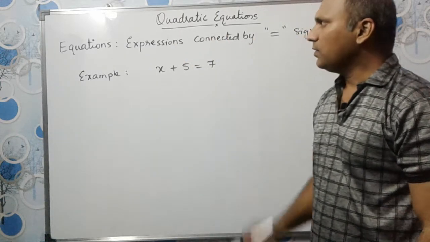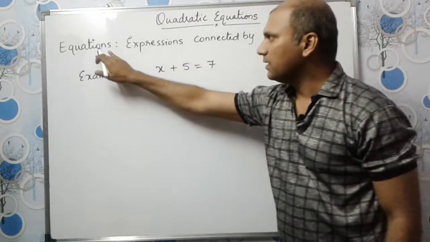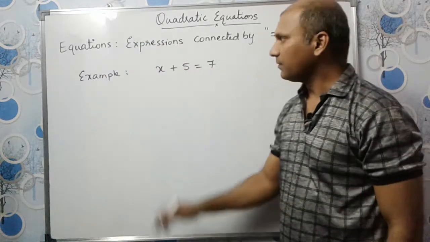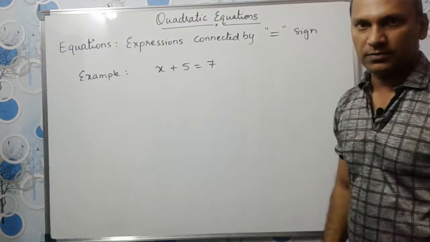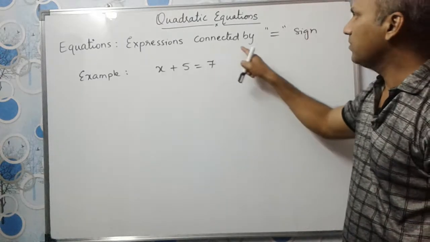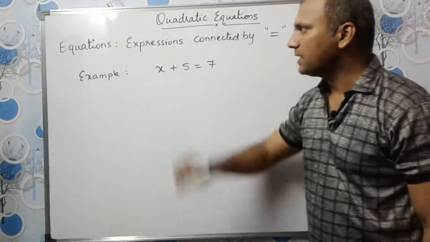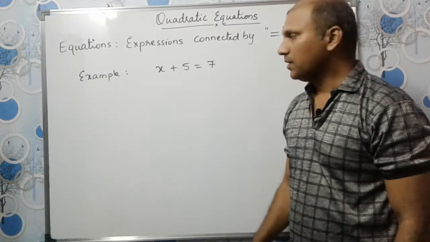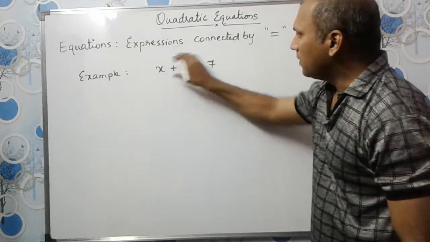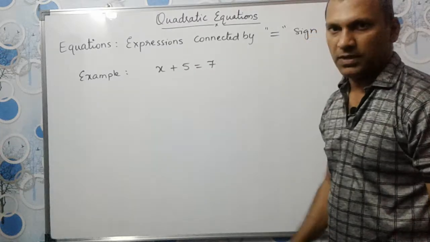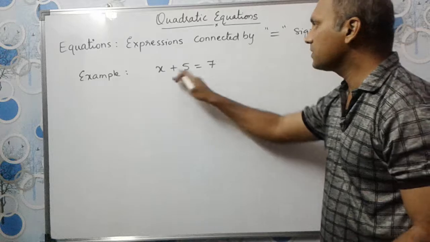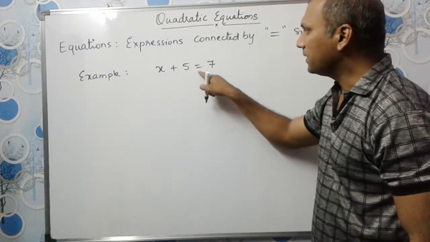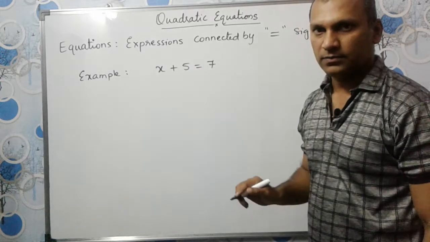Okay, now first let us learn what are equations. Expressions connected by equal to sign are called equations, which means we'll have expressions, and see here, this is an expression, this is an expression, and these two expressions are connected with an equal to sign.